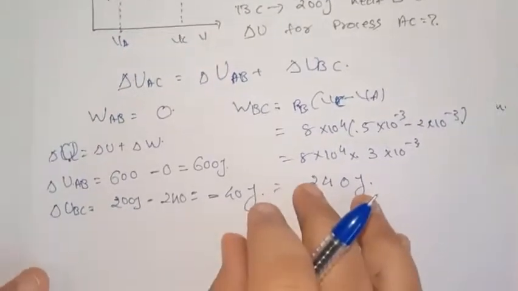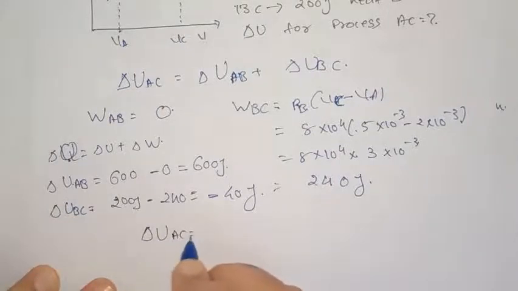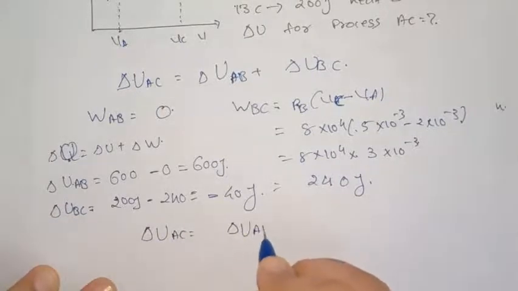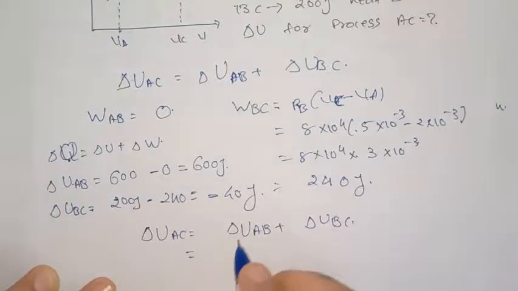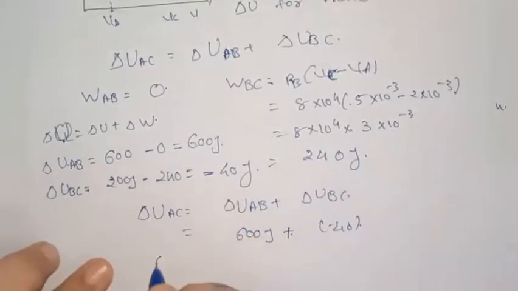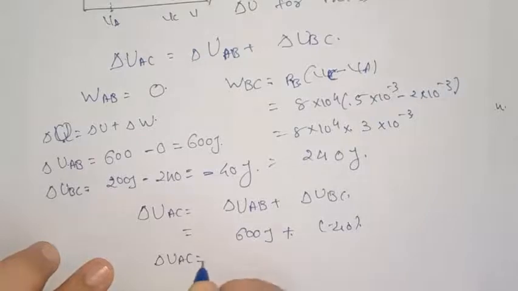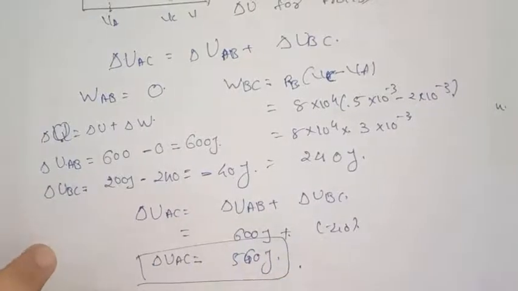So total change in internal energy, delta U AC, will be equal to delta U AB plus delta U BC. Delta U AB is 600 joule plus delta U BC is minus 40. So the change in internal energy during process AC will be equal to 560 joule. So this will be the final answer.